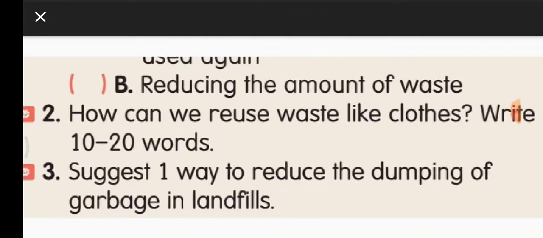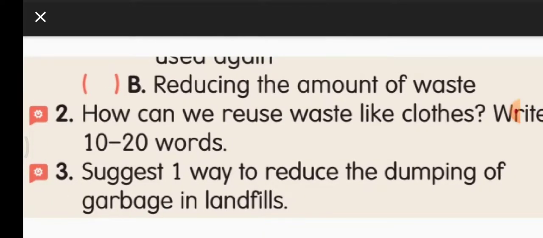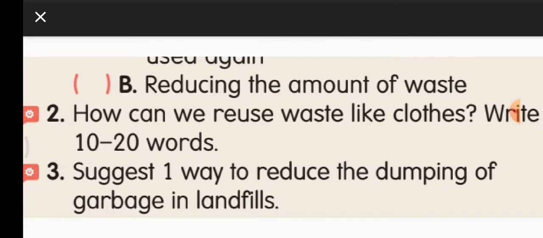Now next question, third question, suggest one way to reduce the dumping of garbage in landfills. So how can we reduce? Okay, we all know that from our house the garbage is collected in the garbage trucks. The garbage man comes and collects the garbage, then it is taken to the garbage treatment plant. After it is treated, whatever is left over with no use is sent to the landfill. There it is dumped. Now the question is, how can we reduce dumping the garbage in the landfills?